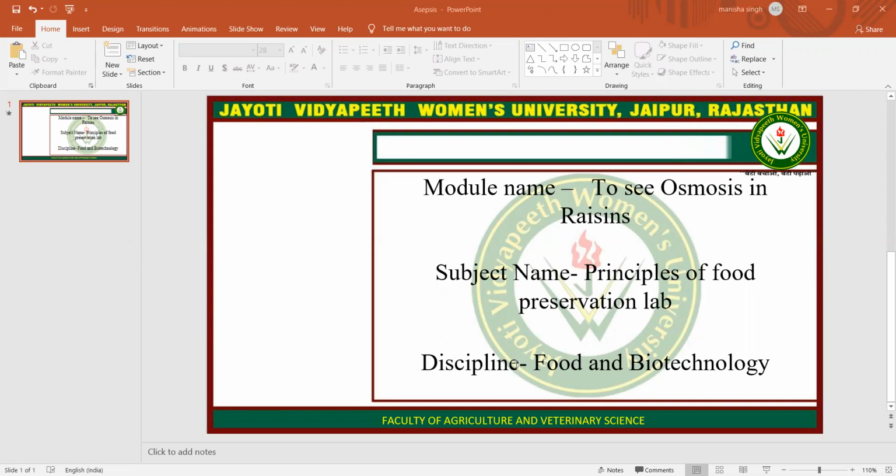Second is osmosis. When the solution of higher water concentration moves into the solution of lower water concentration through a semi-permeable membrane till the concentration on both sides of the membrane is equal, this process is called osmosis.